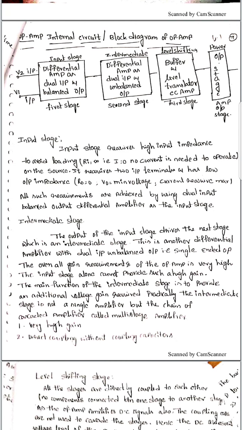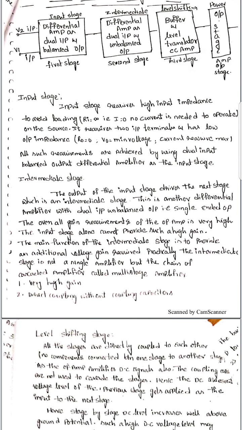The internal block diagram of the operational amplifier. In that we have four stages. First, the differential amplifier as a dual input balanced output. Second, the differential amplifier as a dual input unbalanced output. Third, the buffer or level translator. Fourth, the output stage. First one is the input stage.